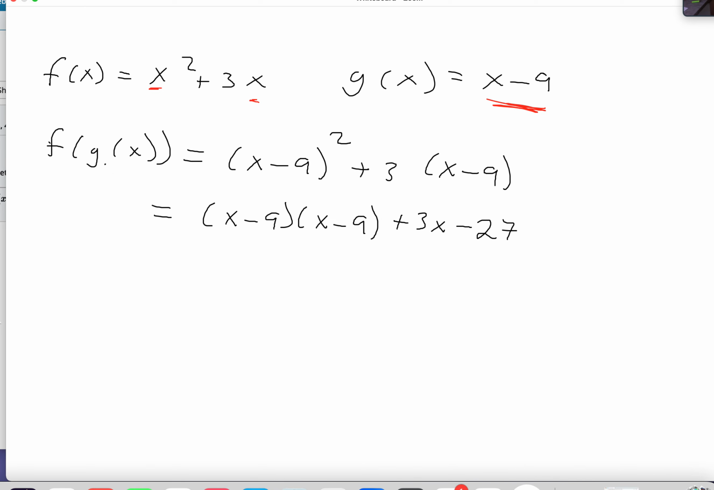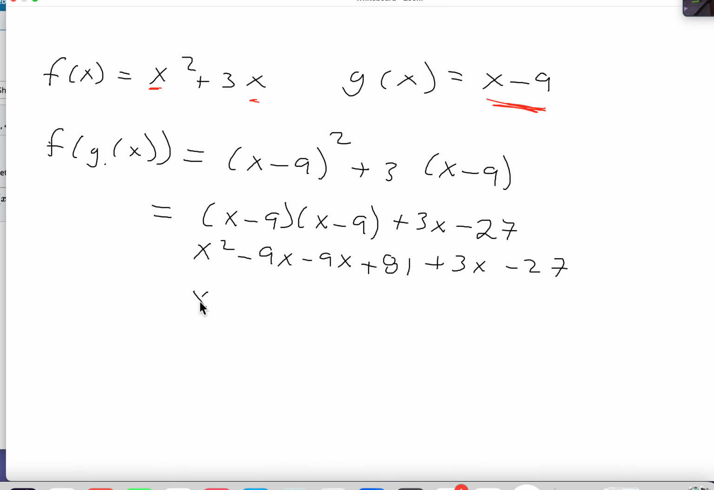or minus 27. And then here we'll do our FOIL step, so we're going to go our first, x times x will make x squared. Our outside, x times negative 9, so minus 9x. Same thing for our inside, negative 9 times x. And then our last, so negative negative make positive, 81. And then plus 3x minus 27.